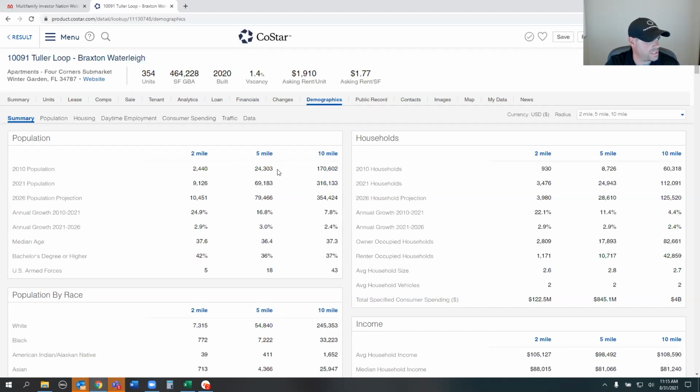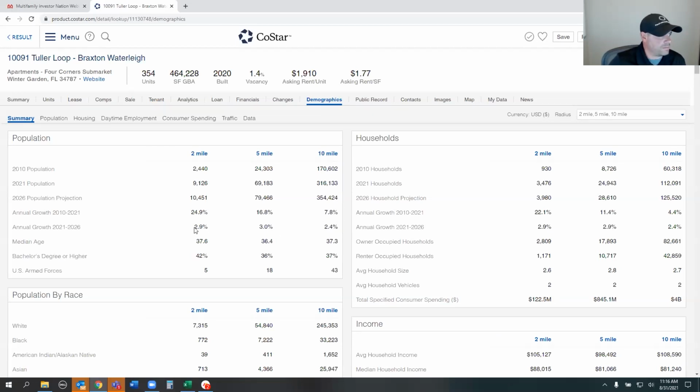Okay, and some of the first things I'm going to look at is the population within the submarket. So you can see right here, you have your 2010 population and your 2021 population. You can see the jumps in those, very significant. And you can see the projected growth. So you see a decline in growth, but still growth all the way to 2026. And you can see the percentage of growth here, 24.9 and 16.8, 24.9% growth in a 2-mile radius. So that means we are right in the center, the epicenter of the growth within that submarket, but still good even 5 miles out and even 10 miles out. So great growth there. That's what we're looking for.